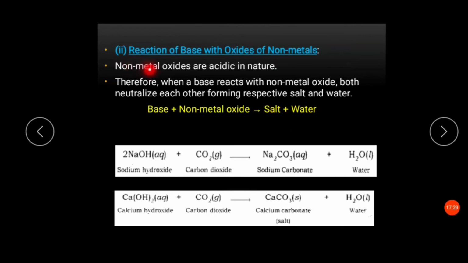So non-metal oxides are acidic in nature. Therefore, when base reacts with non-metal oxide, both neutralize each other and form respective salt and water. Here is a basic reaction showing formation of salt and water when base and non-metal oxide react. An example is sodium hydroxide, this is base, and carbon dioxide, this is non-metal oxide. They both react to form sodium carbonate. This is the salt which is formed, and water is released.